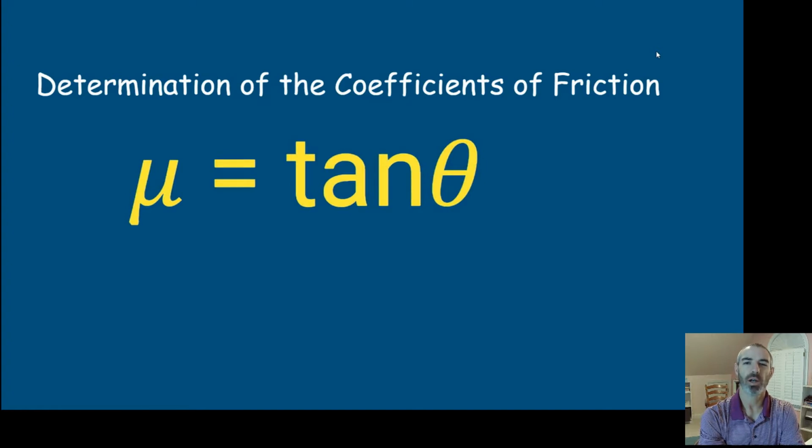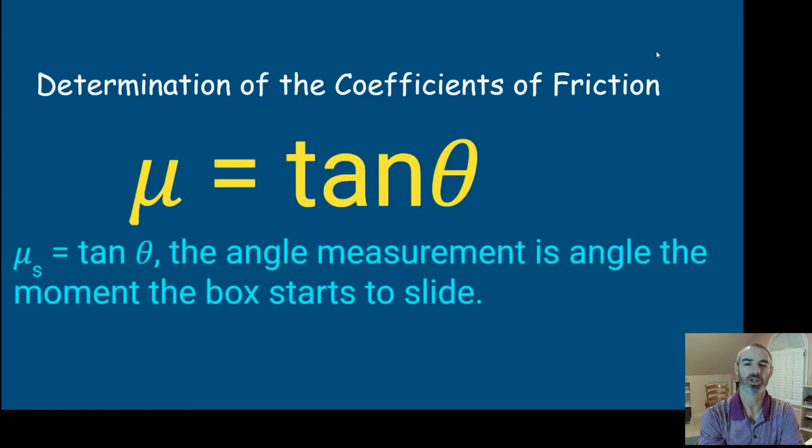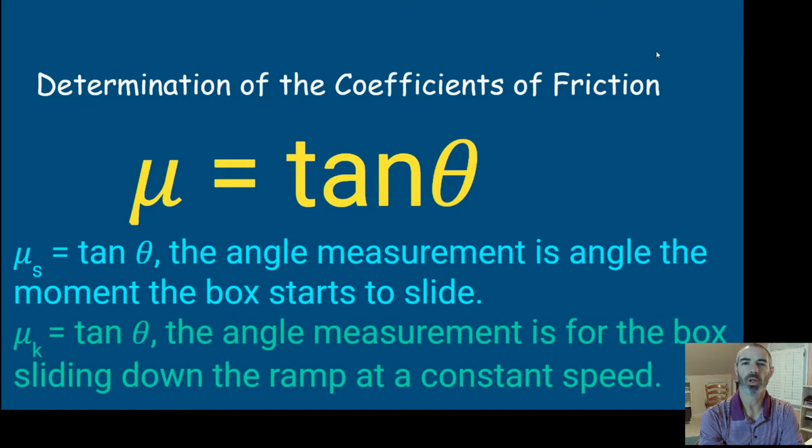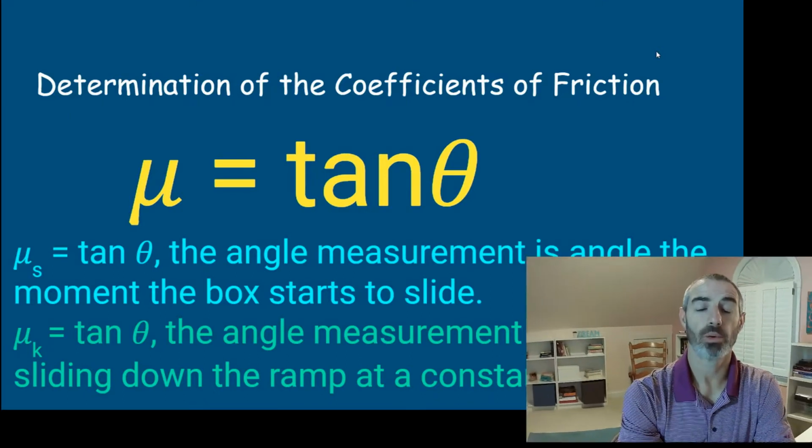Now mu of s, the static friction coefficient, is found from the angle at the moment it starts to slide. Mu of k would be from the angle at which it is sliding at a constant speed. So theta is going to be smaller for mu of k. So this is friction and how it relates to the normal force and how you can find the coefficient of friction between two objects.